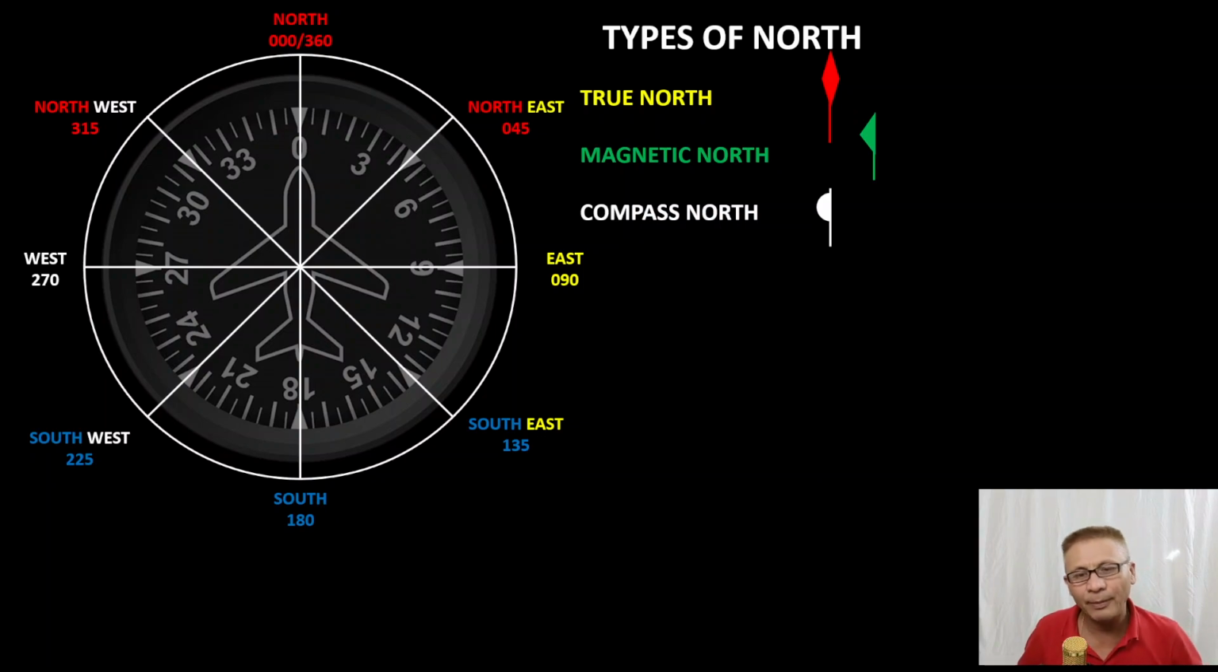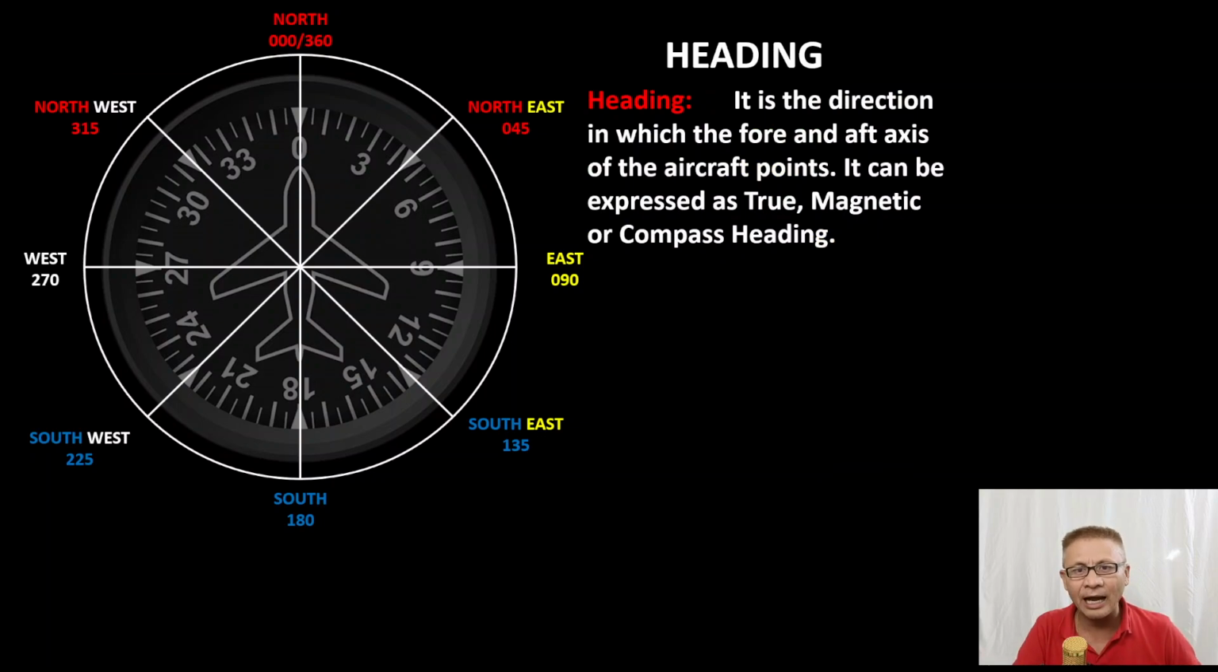After having understood these norths, we need to define the direction in which the aircraft is going. Whenever I fly an aircraft, the nose of the aircraft has to point towards a particular direction. If we assume that this is an aircraft, and this is the nose and this is the tail, this axis is known as the fore and aft axis of the aircraft. The direction in which the fore and aft axis of the aircraft is pointing is known as the heading. If the aircraft is pointing towards the north, we say that the heading of the aircraft is 360. Similarly, if I turn it and the aircraft starts pointing towards the northeast, we call the aircraft's heading 045.